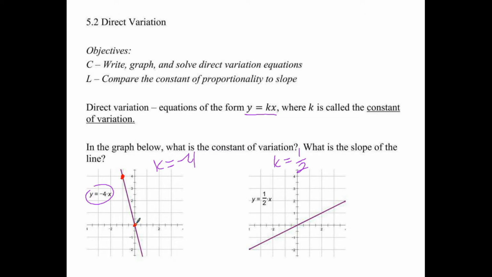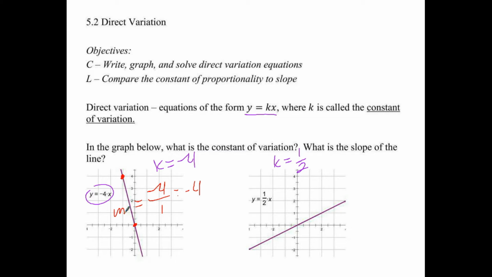Okay? So the left point is the one that's up high. And we're going to rise which way? Up or down? Down. So that makes -4. And then we run how far? 1. So we have -4 over 1. So our slope is what? -4. Okay, and what letter do we use for slope? M. And we don't know why we use the letter M. We're just told that we use the letter M, so that's what we do.